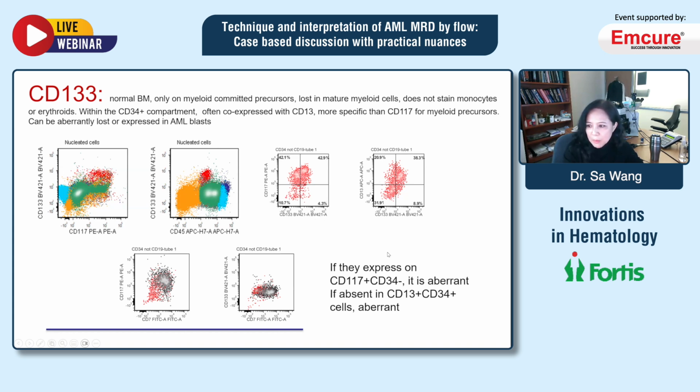So how will you use this marker in AML MRD? First of all, when the CD34 disappears, CD133 should disappear. If you see cells that are CD34 negative but CD133 positive, that's aberrant. Vice versa, if you see CD133-positive or CD34-positive cells absent of CD133, then that's also aberrant. So it's a pretty good marker, but you really have to know what combination you're looking at. Also, the aberrancy frequency is not terribly high. I'm going to show you how frequently you observe this aberrancy.